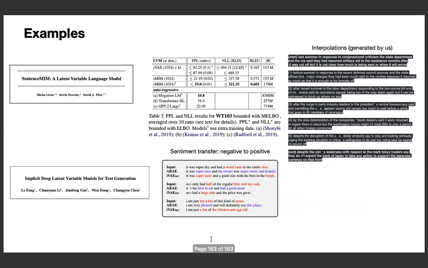Also, the last example that I really wanted to mention was about the text autoencoders. So yeah, we will discuss this in the question answering. I hope to see you there.